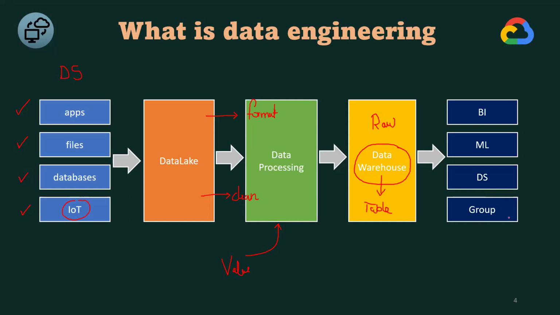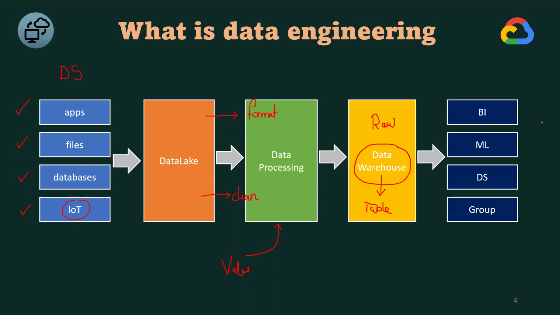So what does BI do? The business intelligence people try to create dashboards and reports. You might have seen nowadays it is very famous, some Power BI tool or Tableau tool they will use to create a dashboard. Similarly, machine learning uses this data to create machine learning models. Data scientists will find future trends from this data, and business groups will directly take decisions from this data.